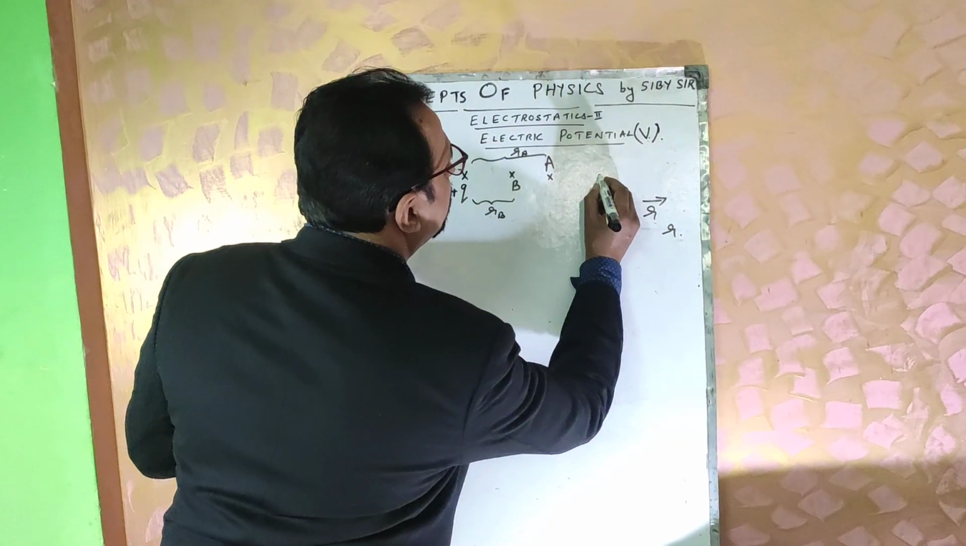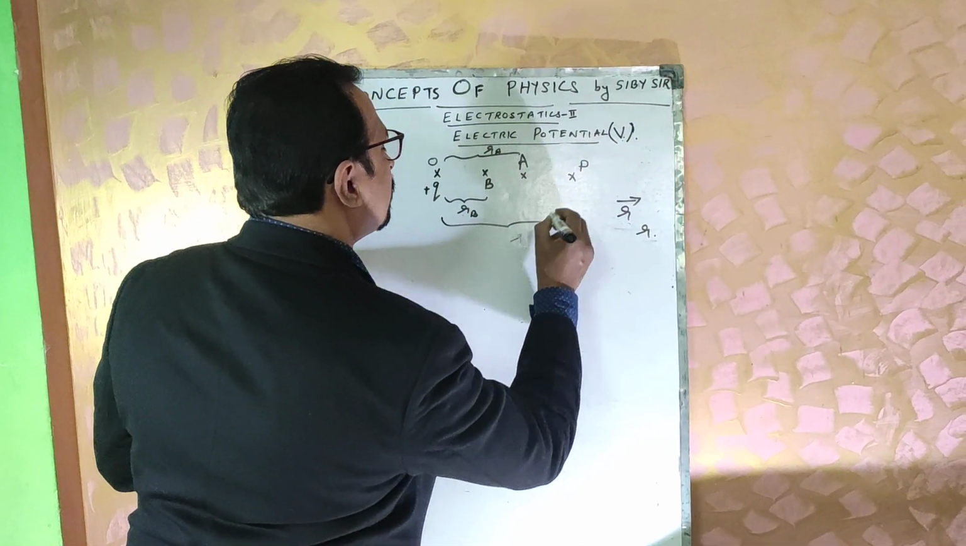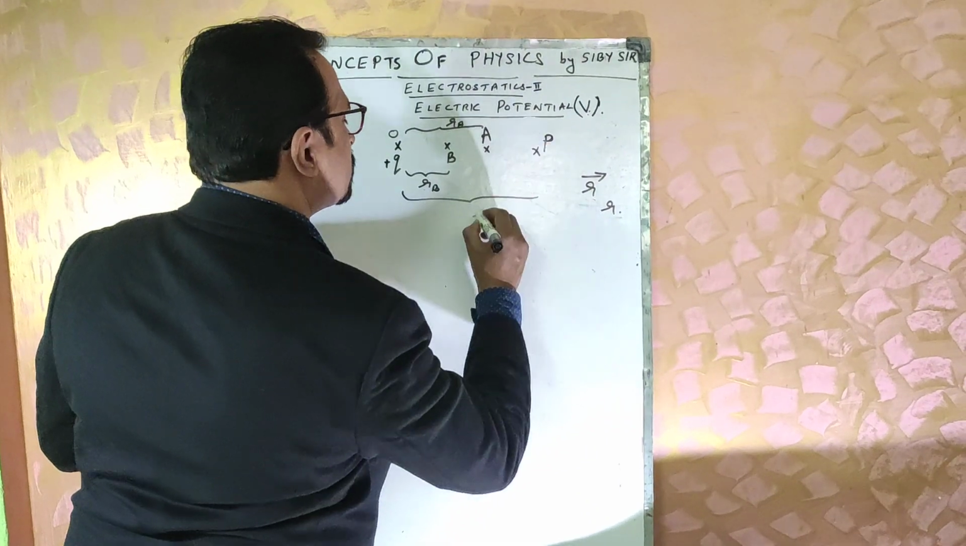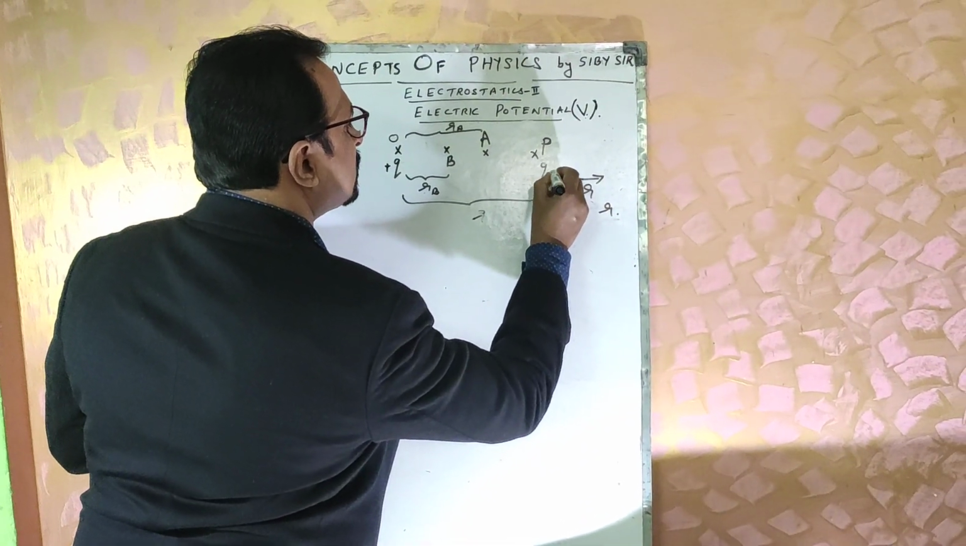Now you take a point P, which is at a distance R from the source charge. Suppose Q0 charge is located at P.